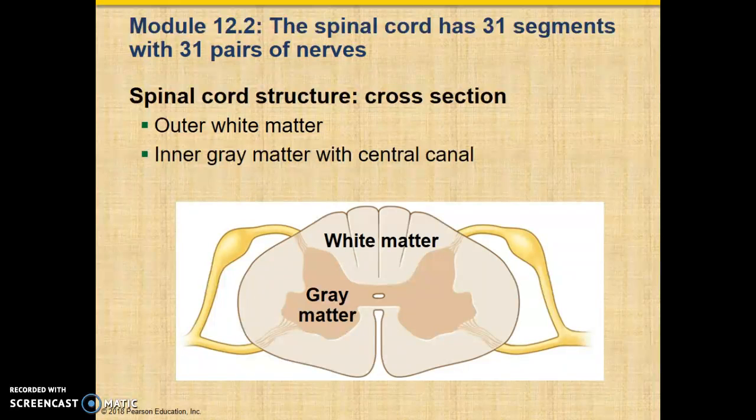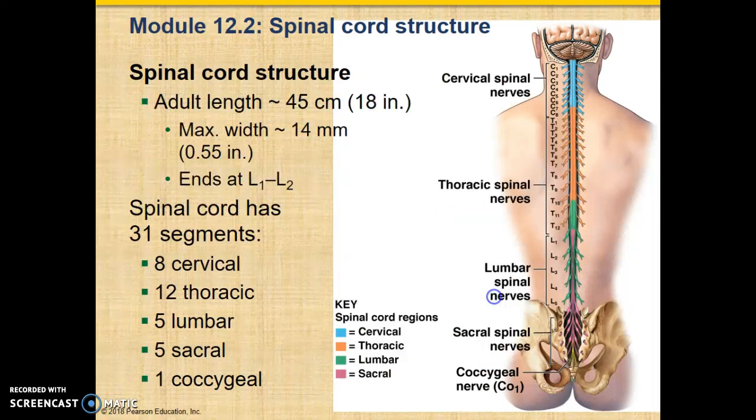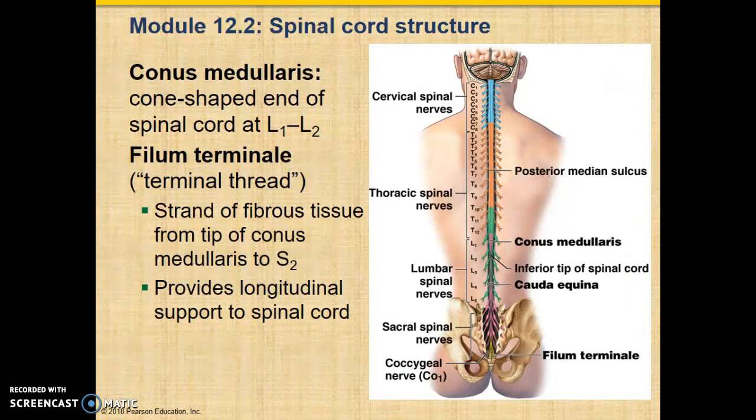We have to learn the structure of the spinal cord. Now here is a cross-section. You'll notice that there is a butterfly of gray matter that is deep to the outer white matter. The spinal cord ends at L1, L2. The spinal cord has 31 segments: 8 cervical, 12 thoracic, 5 lumbar, 5 sacral, and 1 coccygeal. The cone-shaped end of the spinal cord is at L1, L2, and that is called the conus medullaris.